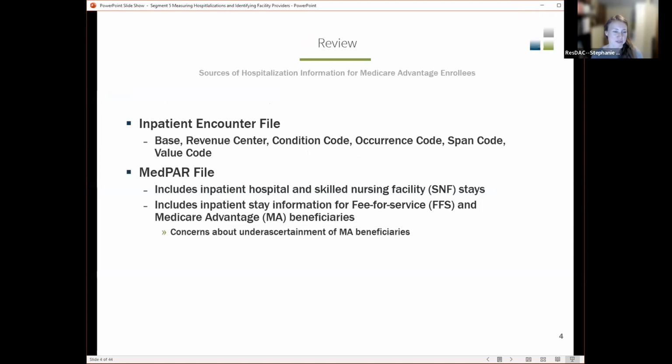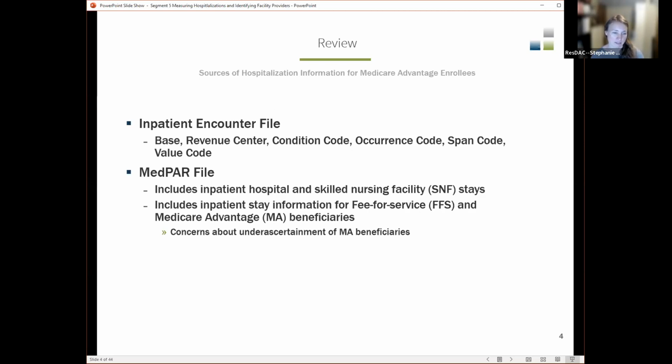So as a review, the inpatient encounter file is released as part of the encounter data. It has that file structure where if you were to request the inpatient encounter file, you would actually receive multiple files: the base file, revenue center, condition code, occurrence, span code, and value code. And we will be talking about that a little bit later.